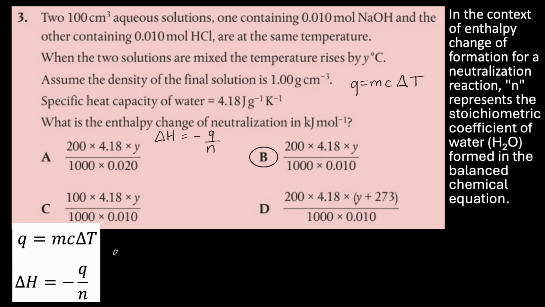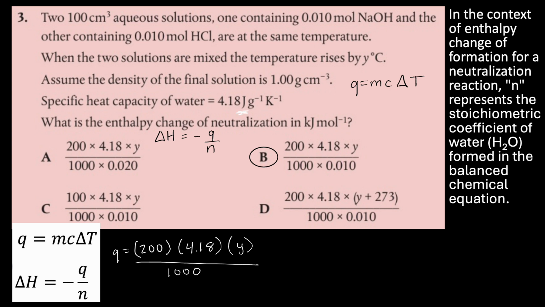So if we were solving for Q, we know that our total mass would be 200 grams, and that's because the density is 1 gram per centimeter cubed, and the mass of each solution would be 100 grams. So if we add those together, that gives us a total of 200 grams. And then we know our specific heat is 4.18, that was given to us. And our change in temperature would be Y. Now, this right now as it stands is in joules because of our specific heat. So we need to divide this number by 1,000.